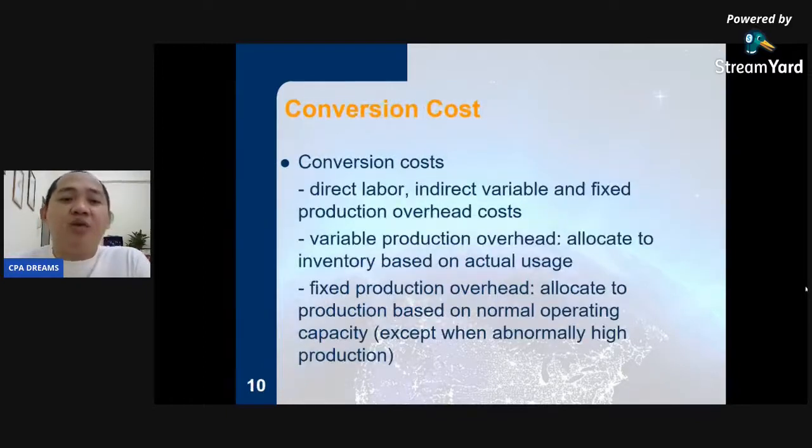Okay? Now, conversion cost. Direct labor, indirect variable, and fixed production overhead costs. Variable cost and fixed production overhead. Yan ay kasama. Okay? Dapat ito is mamaster mo sa management advisory services or management consultancy. Okay? Dapat magaling ka dito kasi magiging part yan ng MAS and then part din yan ng advanced accounting. Kaya pag nagtuturo ako, we are hitting two birds in one stone. Ano ibig sabihin? Di ba?